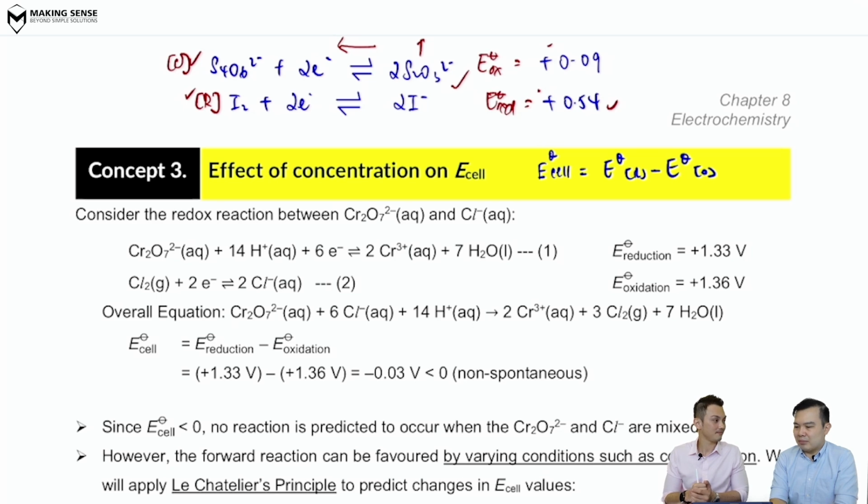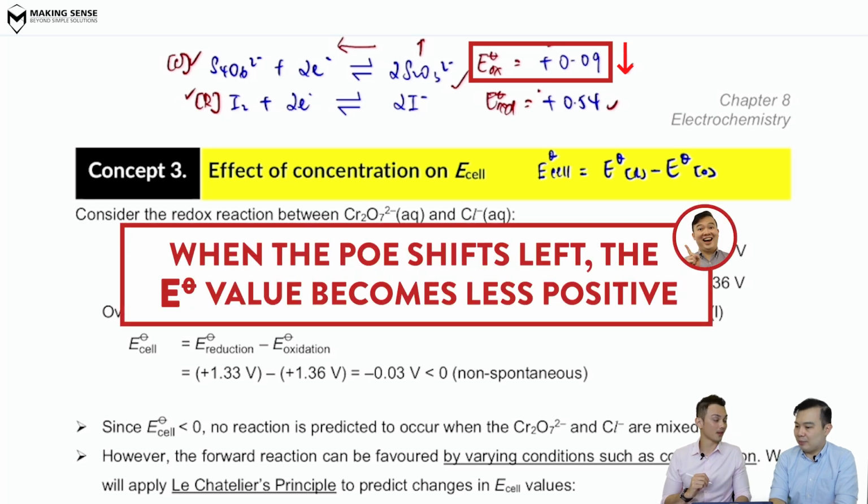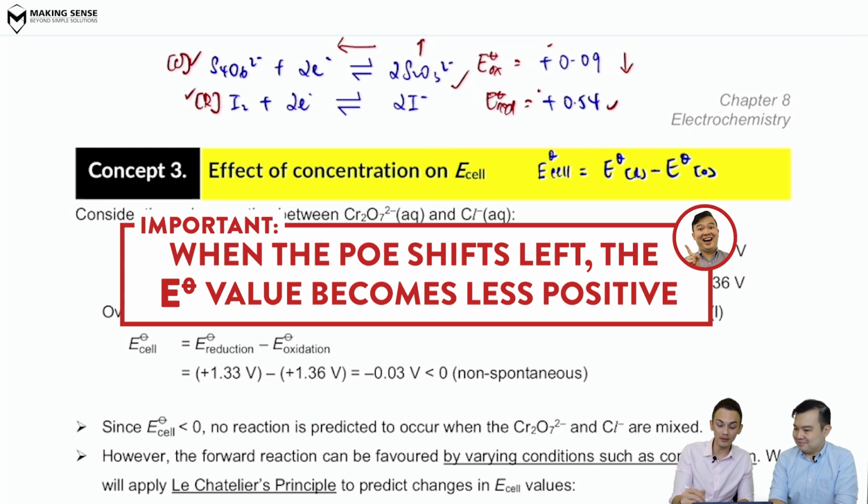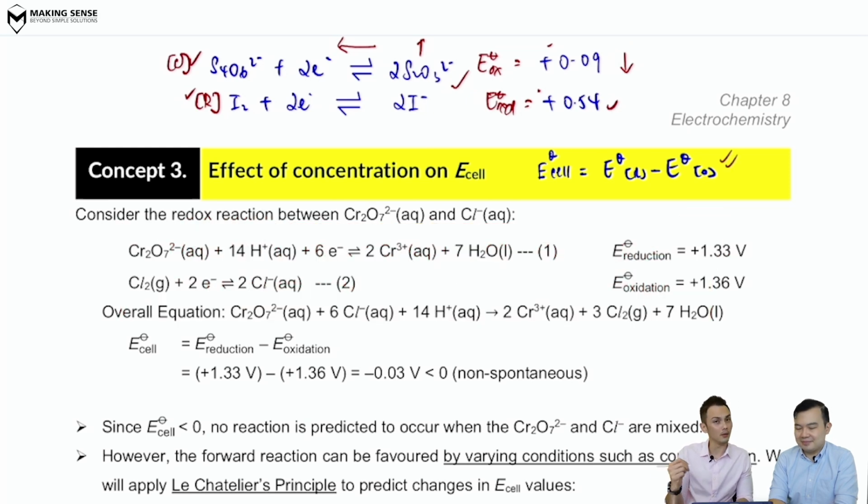So you say that the value is going to drop, but specifically it is going to be the E oxidized value that's going to drop, right? It's going to get smaller. Okay, so let's apply this to the formula itself, focusing on the oxidation part. What's going to happen is you're going to minus away a smaller value.